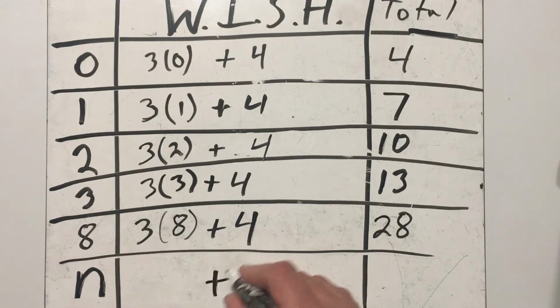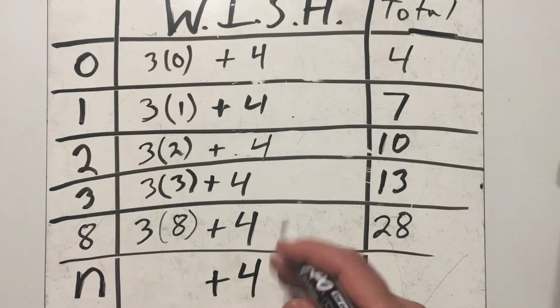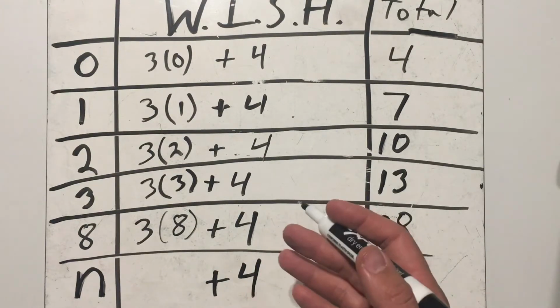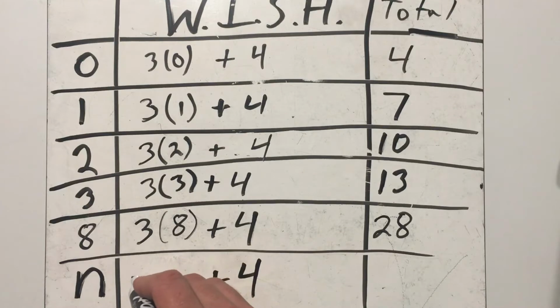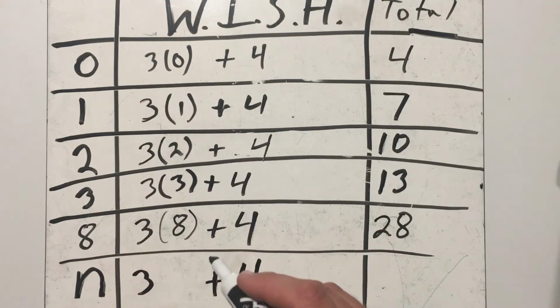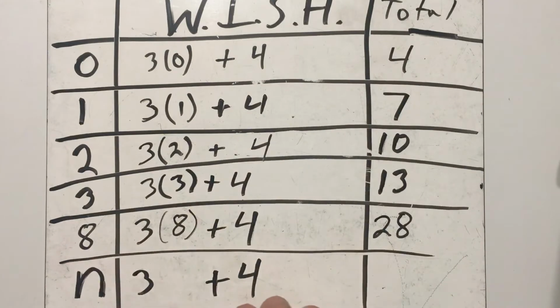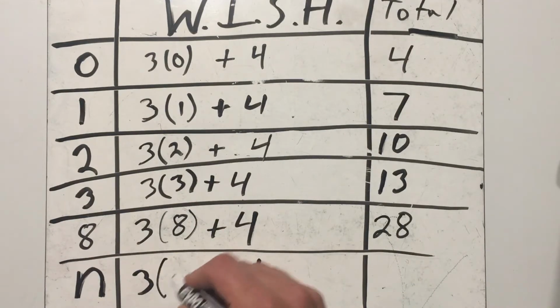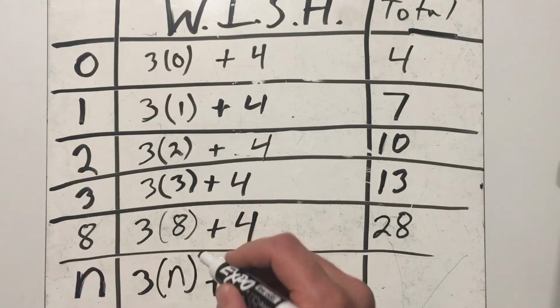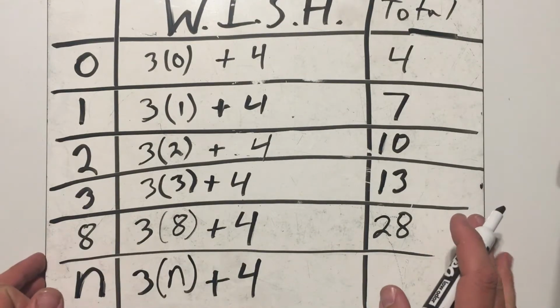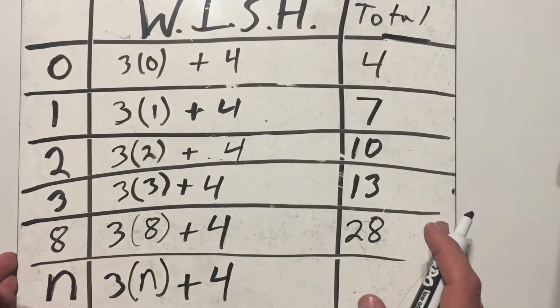So the 4 doesn't change because it's consistent. It's the constant. Consistent constant. The 3 doesn't change because the coefficient is still there, and the coefficient is the same. And then our variable is just n, representing any number. Now, this is the part where people get confused. I've just created my wish table.